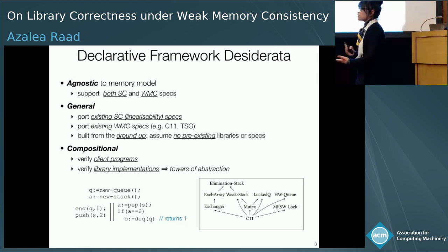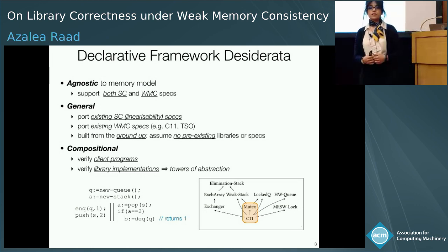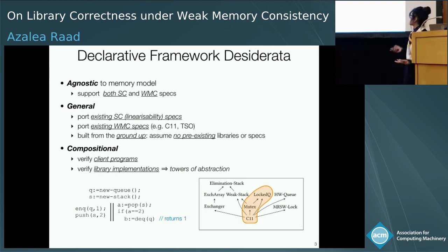But I also want to be able to verify implementations of concurrent libraries in the same framework. This would allow me to build layers of abstraction in the same framework. For instance, if I could port the specification of C11 into my framework and specify a mutex library, then I could implement a mutex using C11 and hopefully verify its implementation against that spec. And once again, I could take my mutex and C11 and implement a queue library and verify that against its specification, and so on.